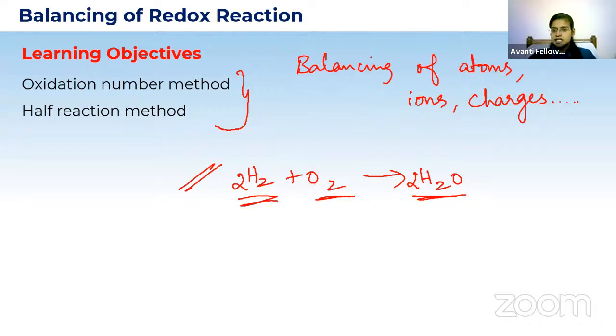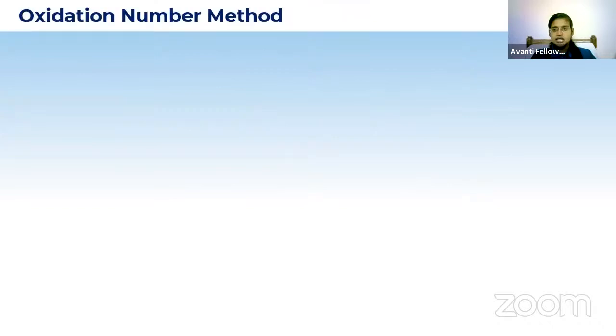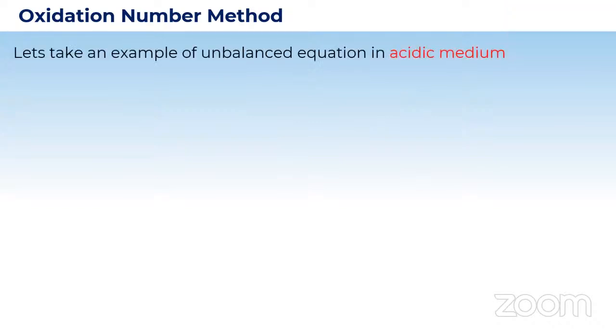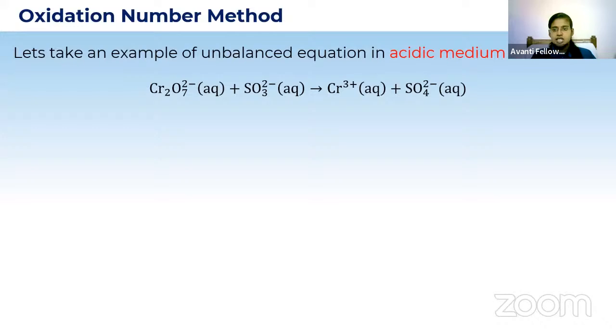Let's study how we are going to balance the atoms, ions and charges. Let me start with the oxidation number method. Let me take one example of an unbalanced equation in acidic medium. So this is the equation in acidic medium and this reaction is unbalanced. We have to balance this redox reaction.